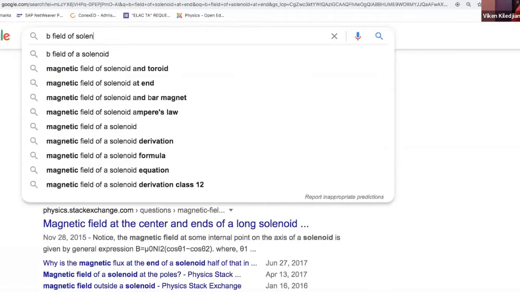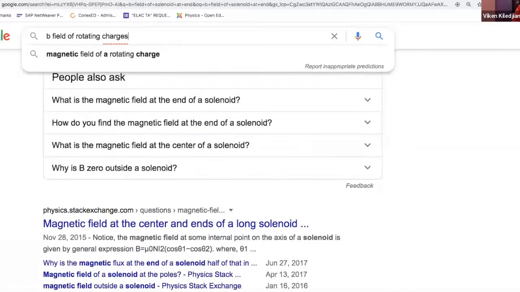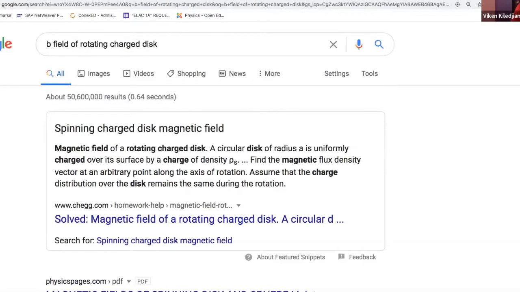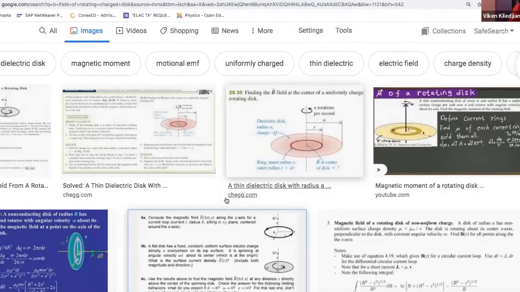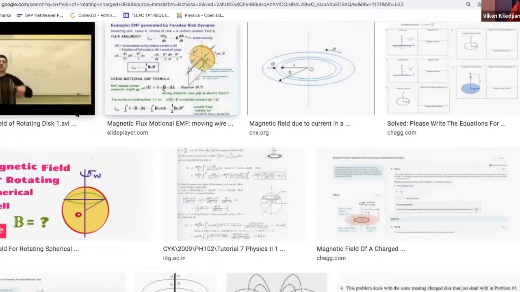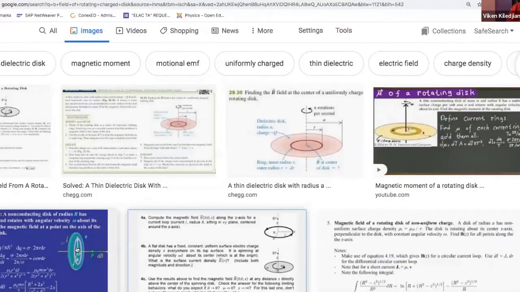Magnetic field of a rotating charged disk. It's the same process that we do for electric fields. We do the electric field of a ring, then we do the electric field of a plate, right? It's the same idea. So then this plate is rotating.